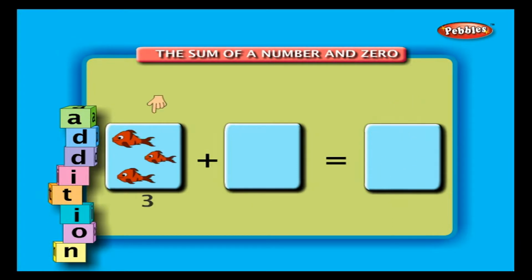Here there are 3 fishes in the first box and no fishes, or 0 fishes, in the second box. So when we add 3 plus 0, we get 3 as the answer.